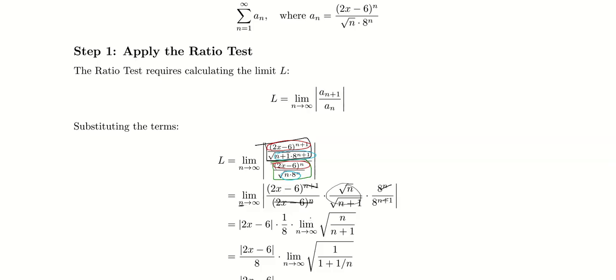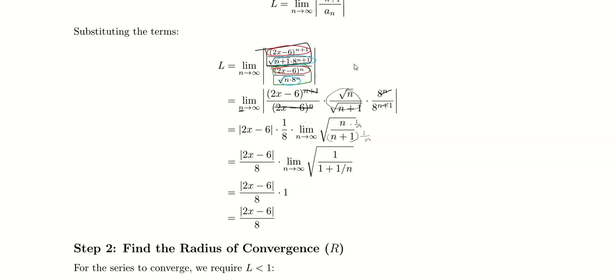Now, to solve the limit of this, we're going to divide inside the limit by n. Or you can think of it as multiplying by 1 over n. So that we get the square root of 1 over 1 plus 1 over n. As n goes to infinity, this will go to 0. And so the limit is just 1. And so this simplifies to just the absolute value of 2x minus 6 over 8.